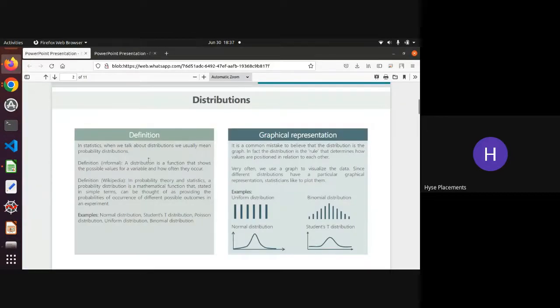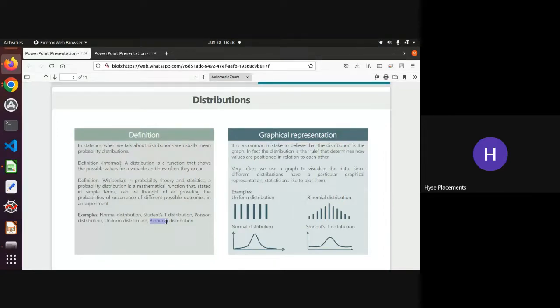See, in statistics, when we talk about distributions, we usually mean probability distributions. Definition: a distribution is a function that shows the possible values for a variable and how often they occur. That's the definition, and this is a definition in Wikipedia. Examples of popular distributions are normal distribution curve, Student's t distribution, Poisson distribution, uniform distribution, and binomial distribution. So these are the popular distributions actually.